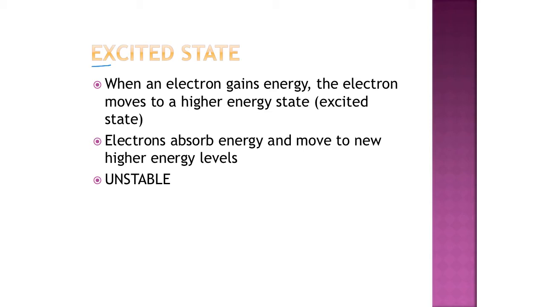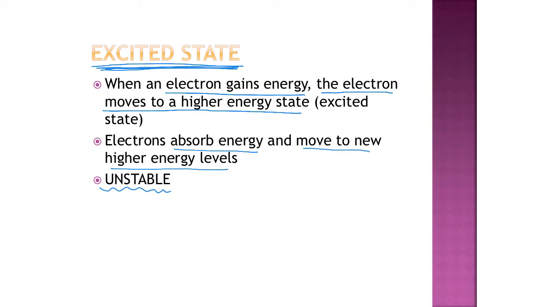When something is in the excited state, that means that it has extra energy. So just like if you're excited, you have extra energy. When the electrons or electron is in the excited state, it means that the electron has gained energy, which then causes the electron to move out to a higher energy state. So that would be the excited state. And that is unstable. So when an electron gains energy, then it moves out to a higher energy level. That is unstable.